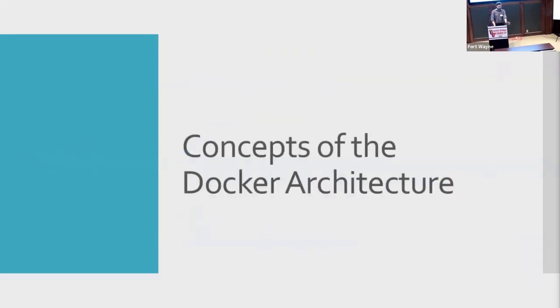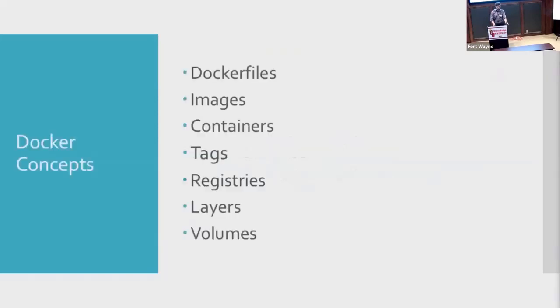So tonight we're going to cover several of the key concepts of the Docker architecture. The ones we're going to touch on are Dockerfiles, images, containers, tags, registries, layers, and volumes. Now, as a new Docker user, it's extremely easy to get at least the first three really mixed up and really not know what they are. So we will hopefully solve that mystery.